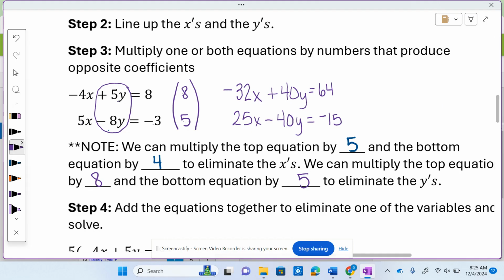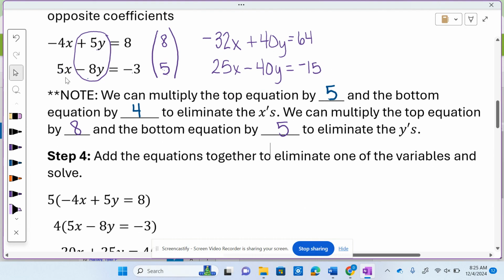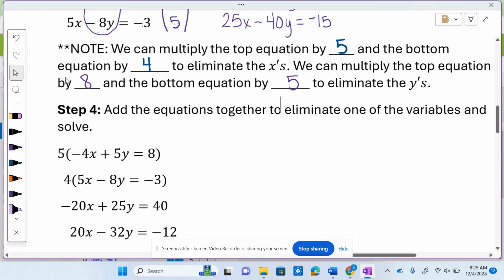So the reason that these are more challenging is because you have to make a choice. Do you want to eliminate the x's? Do you want to eliminate the y's? Which one's going to be easier? Sometimes you only have to multiply one equation, right, to eliminate a variable instead of multiplying both. So same principle, you add the equations together and eliminate one of the variables.